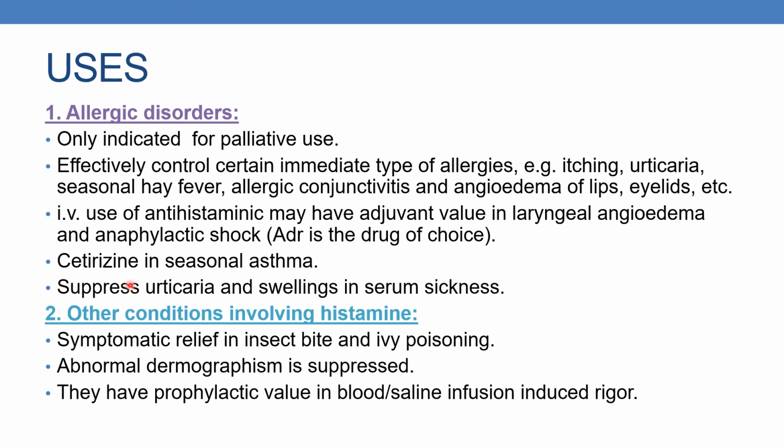The next is cetirizine, which is used as an adjuvant in seasonal asthma. Usually antihistaminics suppress urticaria and swelling in serum sickness. Now coming to other conditions involving histamine. Symptomatic relief in insect bite and ivy poisoning is seen with antihistaminics. Abnormal dermographism can be suppressed. They have a prophylactic value in blood and saline infused trigger.